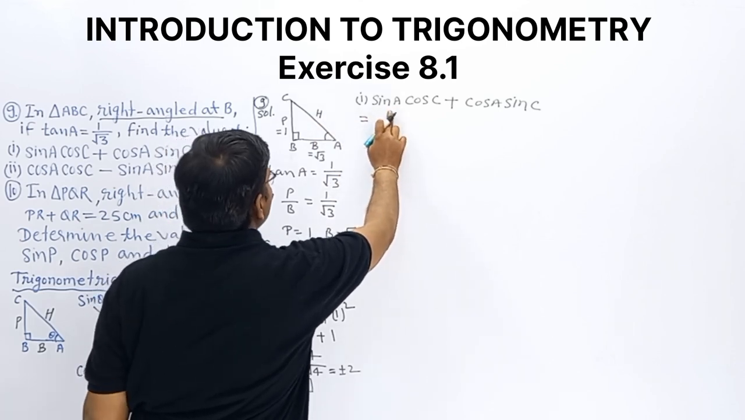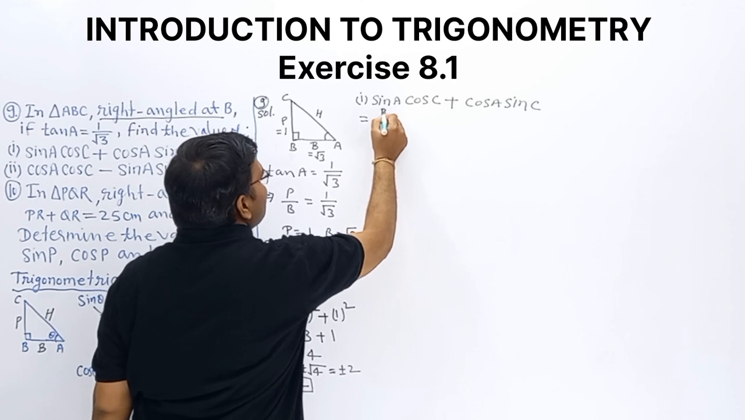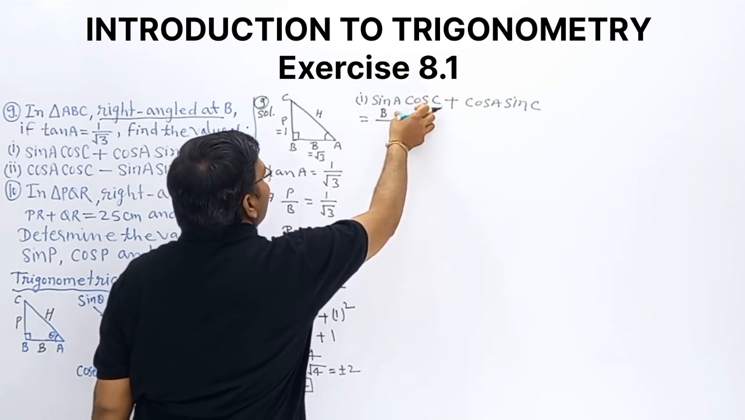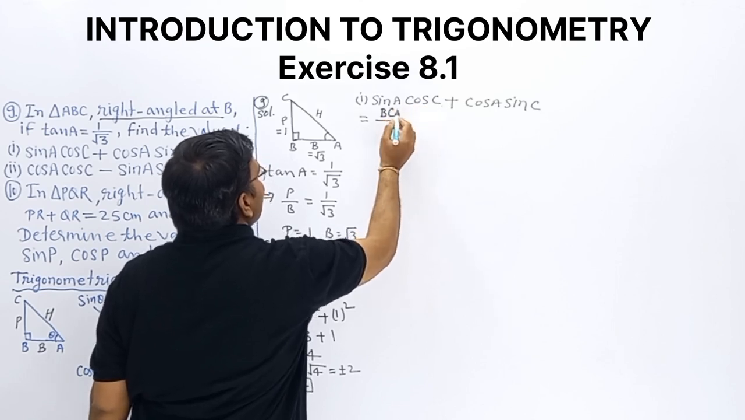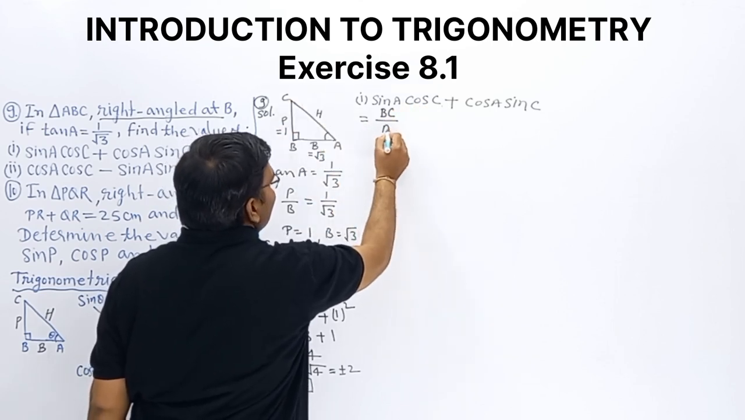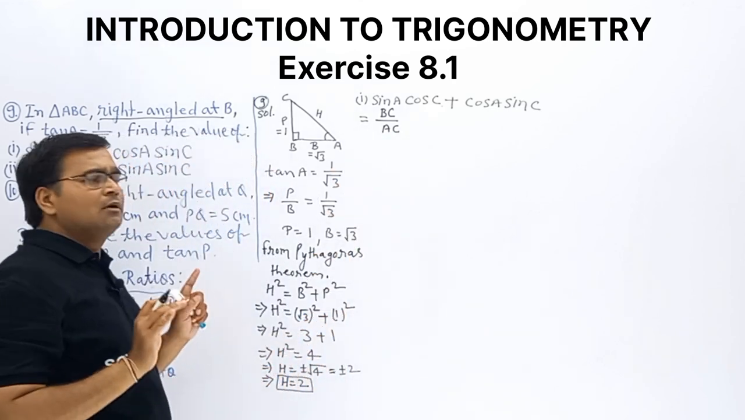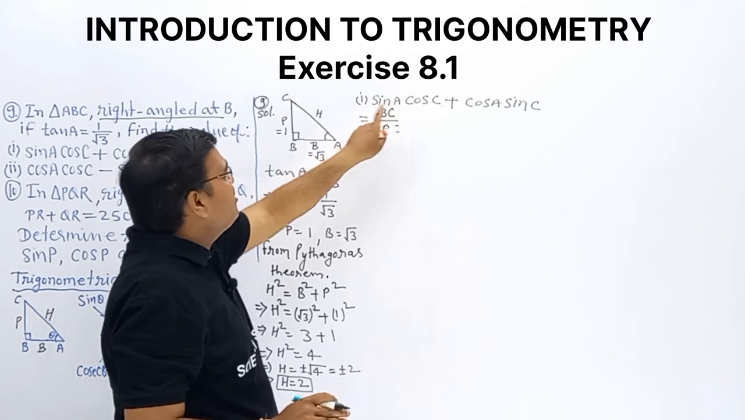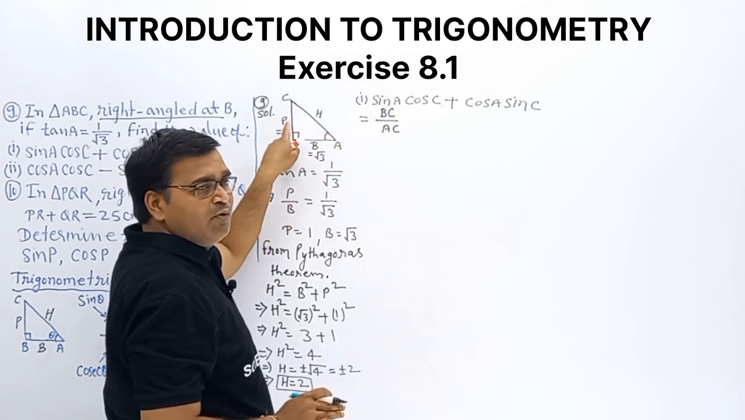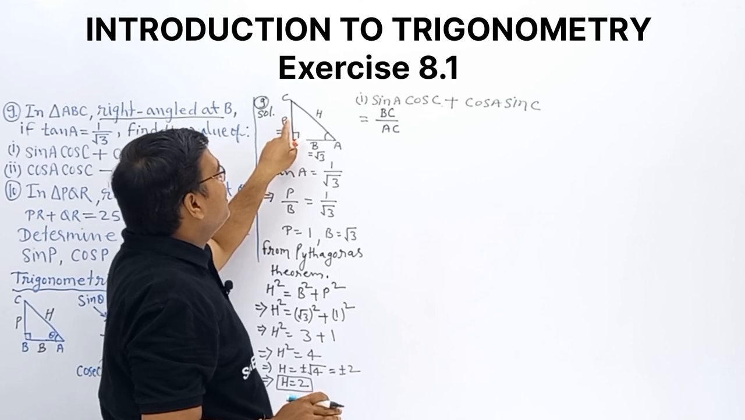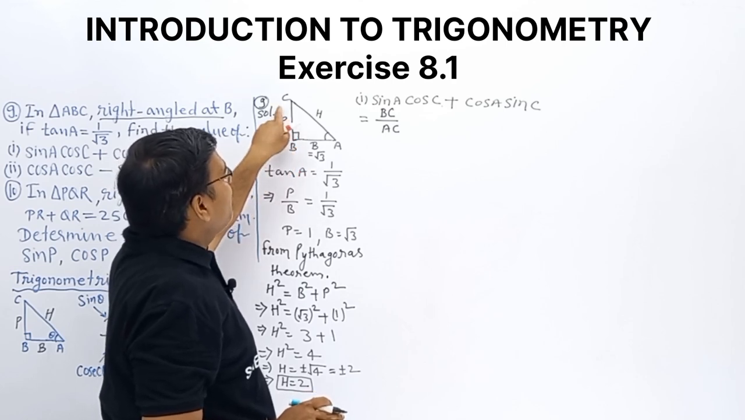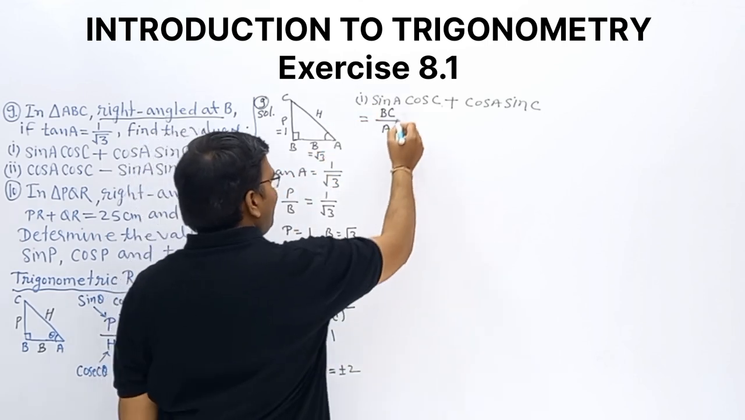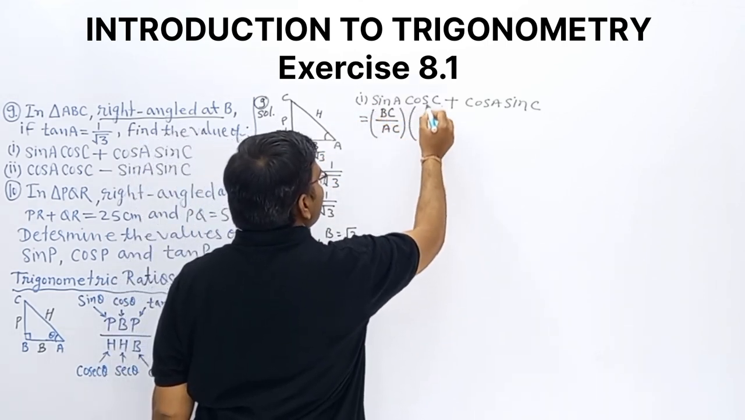For this one, what is the perpendicular? BC. BC upon hypotenuse, and the hypotenuse is AC. BC upon AC. Observe, not hard, easy. First, I am taking sin A. A is an acute angle, so its opposite will be perpendicular. Yes or no? It means BC upon its hypotenuse AC. BC upon AC will be this one. Clear? And this will be multiplied by cos C.